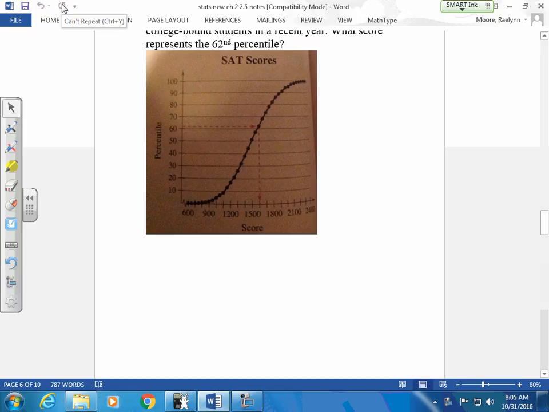Ogive. Remember, your ogive is a cumulative graph. For percentiles, we're going to be able to find out what is at the third percentile, the fourth percentile, the 20th percentile. Sometimes they give you a graph of percentiles, and you just interpret it off the graph. So from the ogive, they ask you what score is at the 62nd percentile.